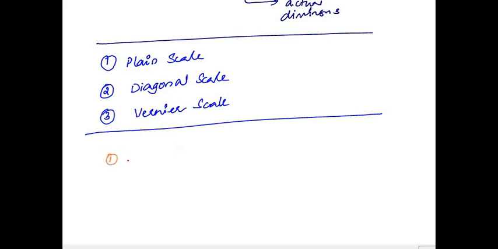First one, representative factor. Representative factor, written as RF. This is also called as scale factor. I'll explain what it is.